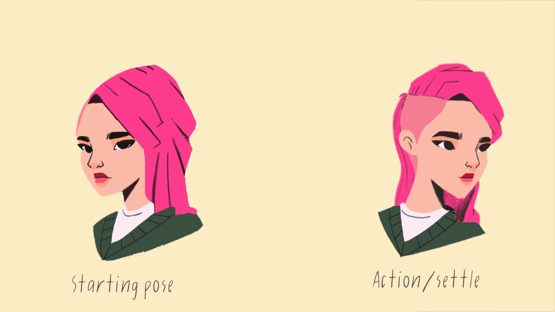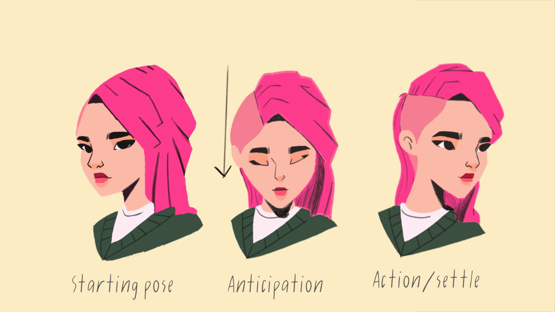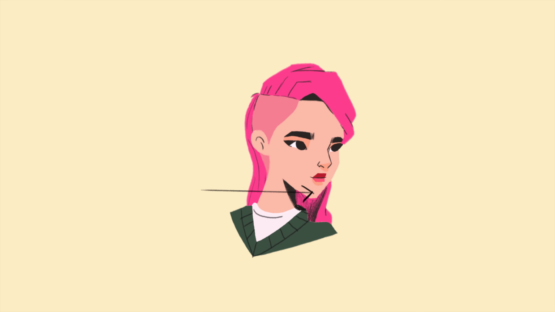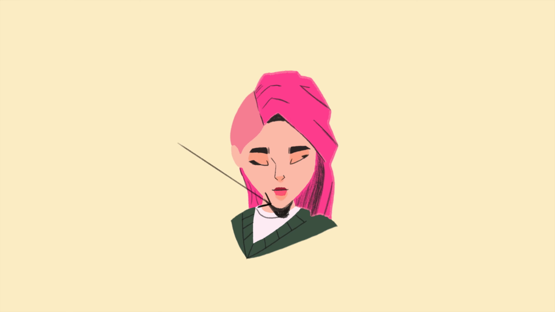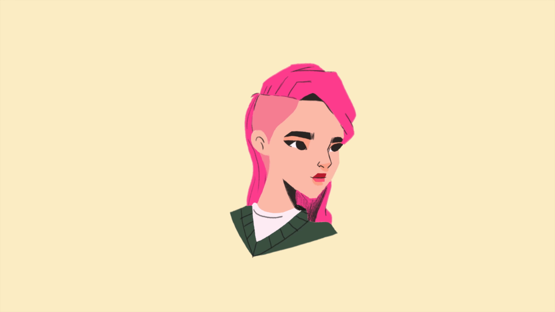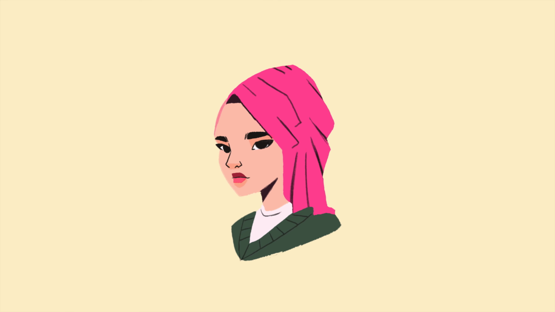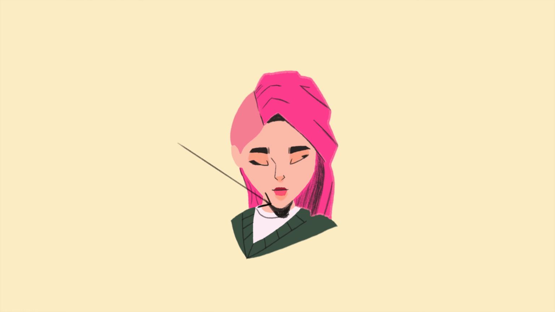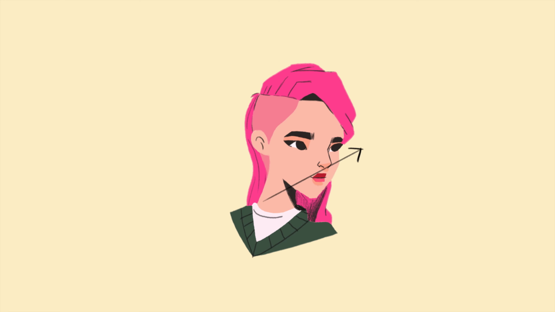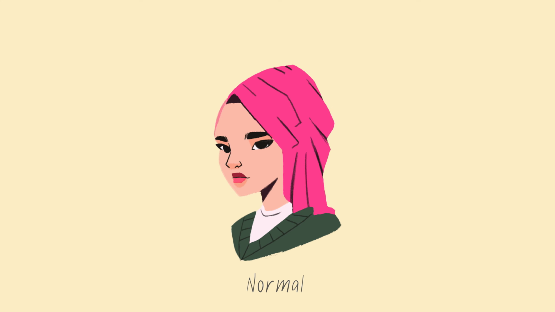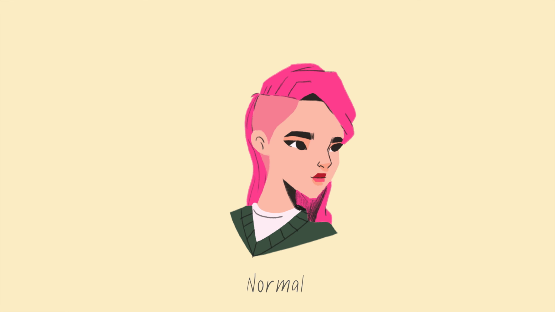So if this is your starting pose and this is the action, how do we do the anticipation? You would have it in a downward movement. This way, the overall action is still going to the right, but by having a downward movement, you have your opposite direction. From starting pose to anticipation, you're going down. From anticipation to the action, you're going up. You can add an overshoot if you want. This would make the character a bit shocked. But if you want a more relaxed action, you don't need to add the overshoot pose anymore.